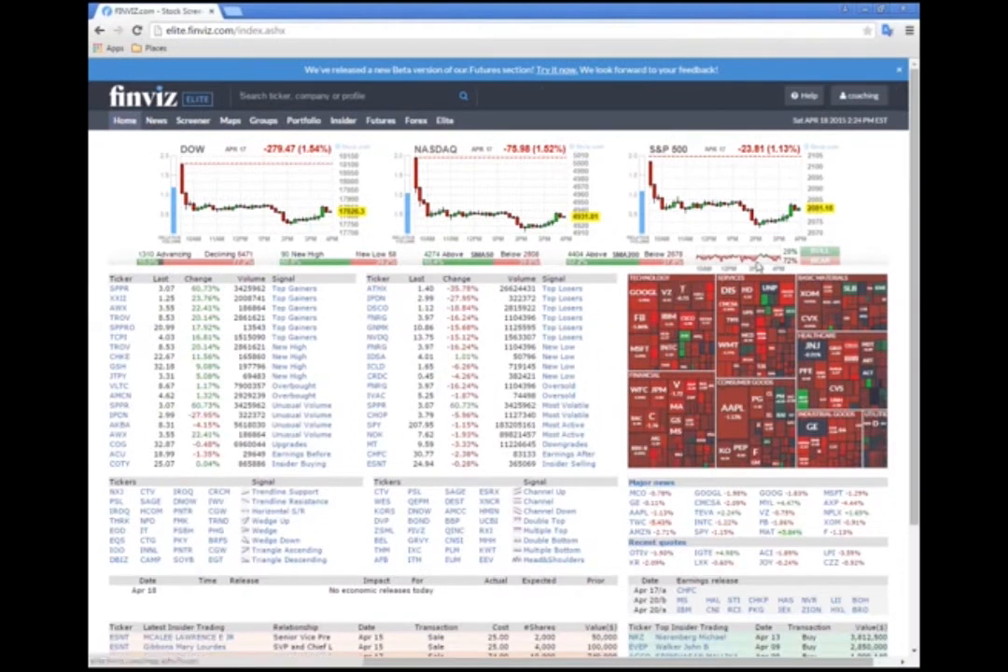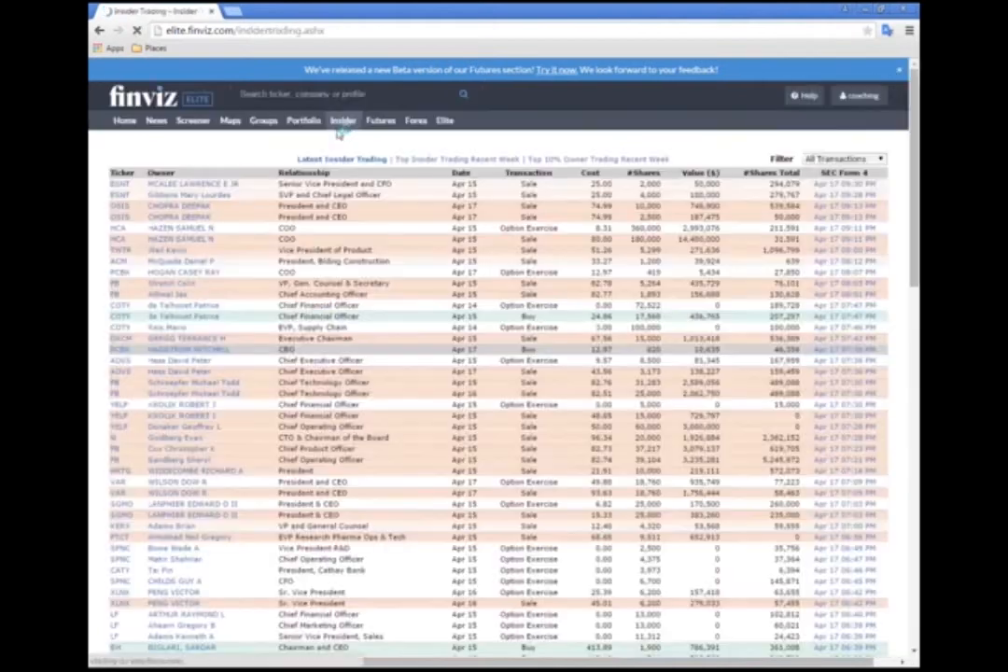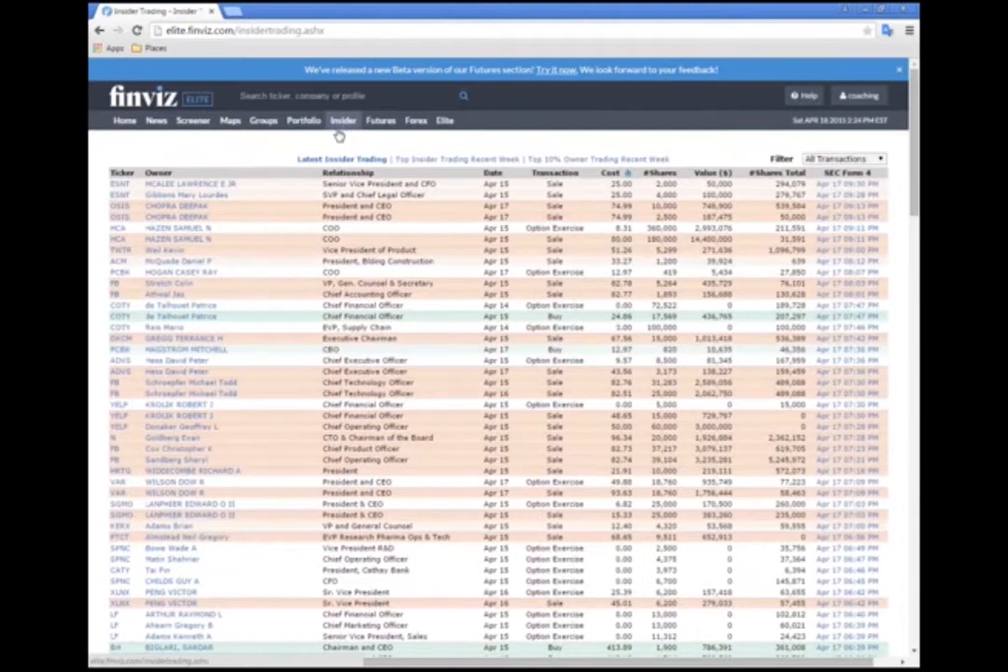So I'm logged into the elite version, but you don't need to have a subscription to use this tool. It's a free online available tool. Just go to finviz.com, and you can see heat maps of where the market's going and some excellent tools that you can browse through. Today we're going to concentrate on the insider section and the screener section. So firstly, let's have a look at the insider section.